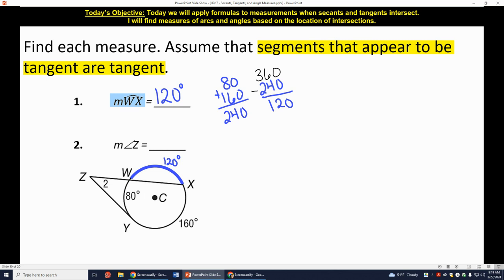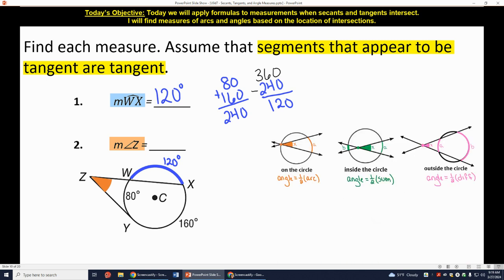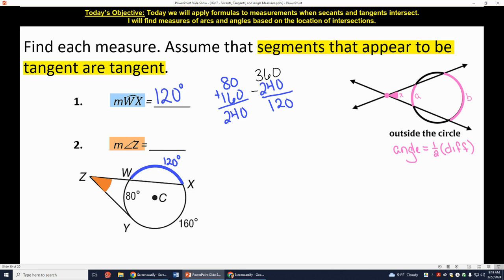All right, next let's find the measure of angle Z. The measure of angle Z I can see is here. When I look at my formulas, I need to determine if that angle is on the circle, inside the circle, or outside the circle. Angle Z is outside the circle, so I know I'm going to use the formula angle equals 1/2 the difference.